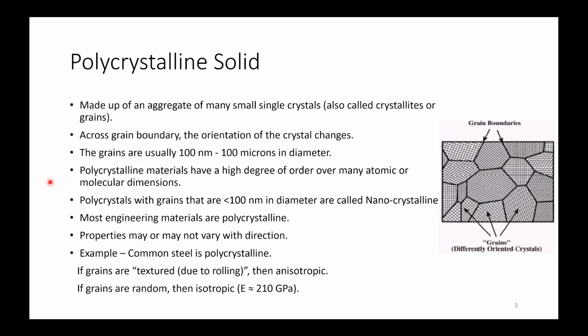Most engineering materials are polycrystalline, and properties may or may not vary with direction. For example, common steels are polycrystalline, and if grains are textured due to rolling or extrusion, then they show an anisotropic type of behavior. If grains are random, then they will show isotropic behavior, so the elastic modulus will be the same in all directions. This is what your polycrystalline material looks like. These are various grains having different orientations.